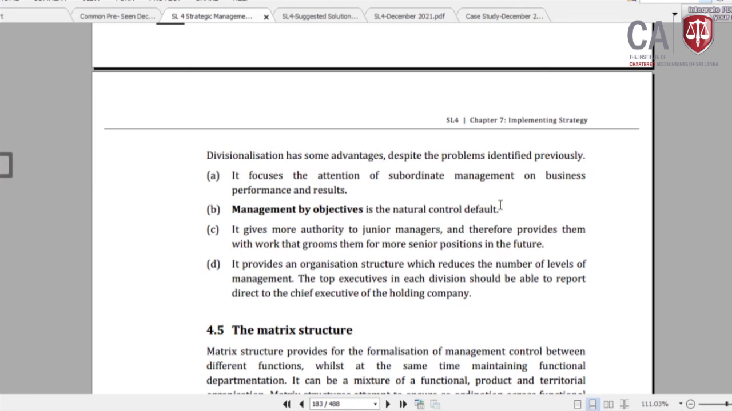Managed by objectives, natural control default. It gives more authority to junior managers and therefore provides them with work that grooms them for more senior positions in the future. It helps to groom these junior managers. It provides an organization structure which reduces the number of levels of management. The top executive in each division should be able to report directly to the chief executive of the holding company. Reduces the number of levels of management.